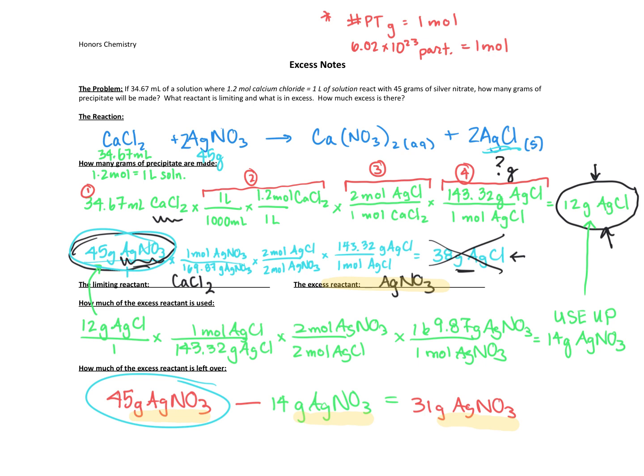So after this reaction happens, you're going to have 31 grams of silver nitrate left. You start with 45, you've only got 31 left. You're not going to have any calcium chloride left, right? Because that's your limiting reactant. It's going to be all gone. And you're going to produce 12 grams of silver chloride. We didn't even worry about calcium nitrate, but we could have figured out how much of that we were going to make as well.